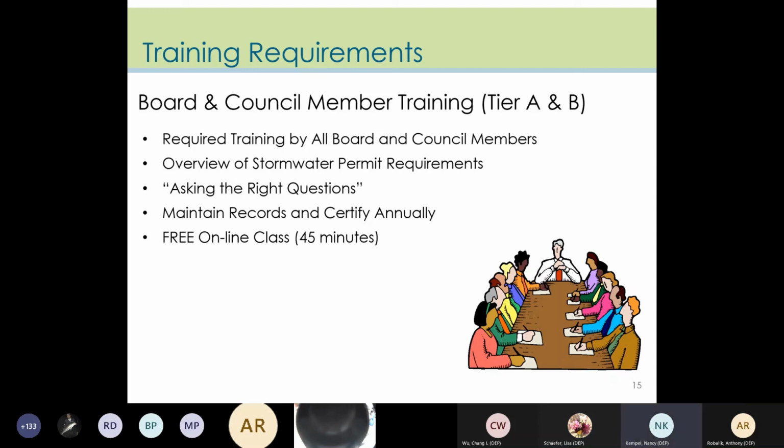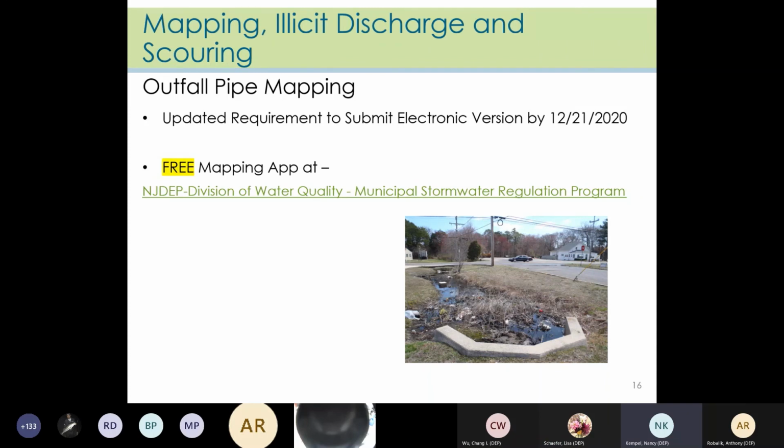There were some problems with the transition. The course was created in one Adobe format, which was no longer supported pretty much as soon as we issued the permit, unfortunately, but we hope that we have corrected that and the link on our website now works, hopefully for everybody. There is a requirement also to do outfall pipe mapping in the permit.